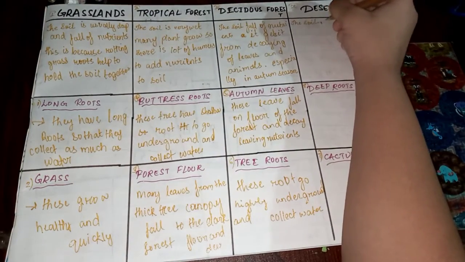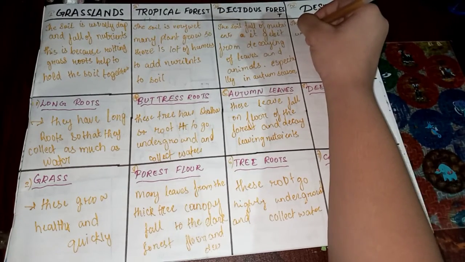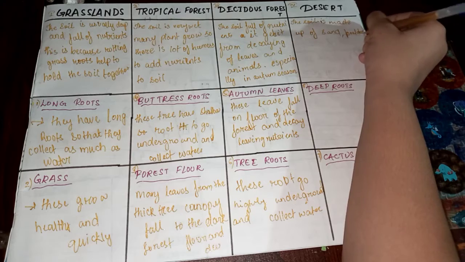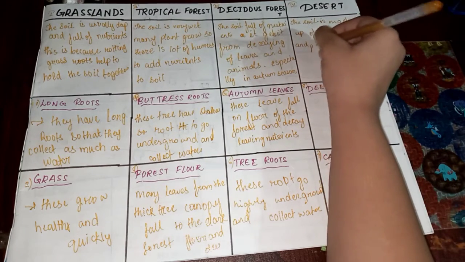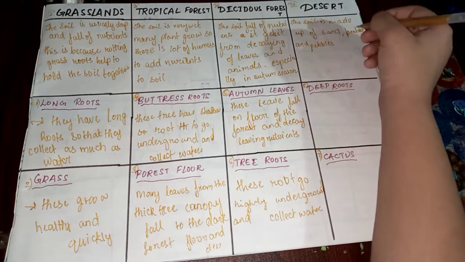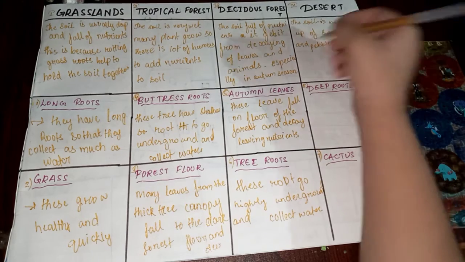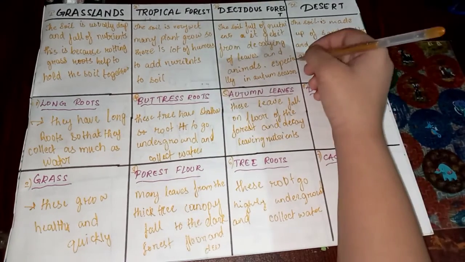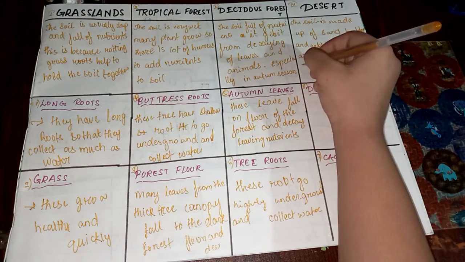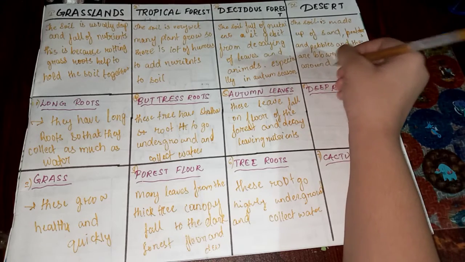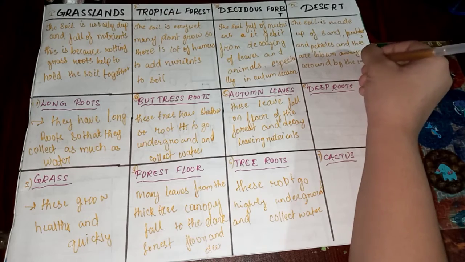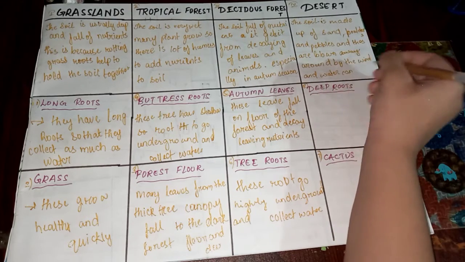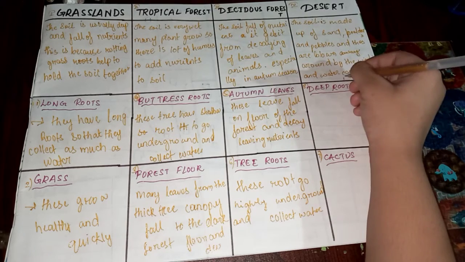So basically this soil is made up of sand, boulders and pebbles, and these are blown around by the wind, and any water can go through it easily.